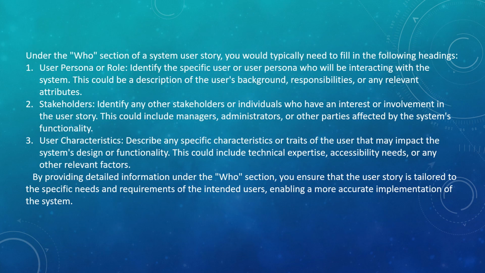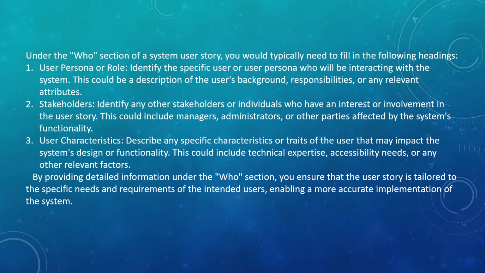Under the Who section of a system user story, you would typically need to fill in the following headings. User persona or role: identify the specific user or user persona who will be interacting with the system. This could be a description of the user's background, responsibilities, or any relevant attributes.